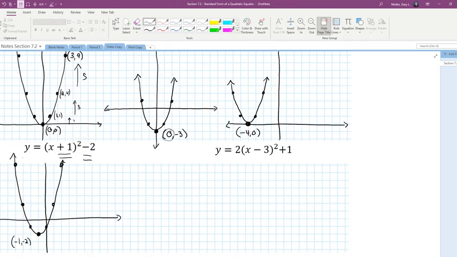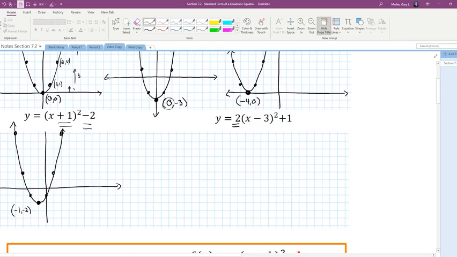All right, and then the last piece was, all right, now we have a times 2 out here, and that is going to impact us as well, but it's not going to change what we know the vertex to do, which is we know it's going to go to positive 3 and up 1. So we're going to go to 1, 2, 3, and up 1. So my vertex is here at 3, 1.